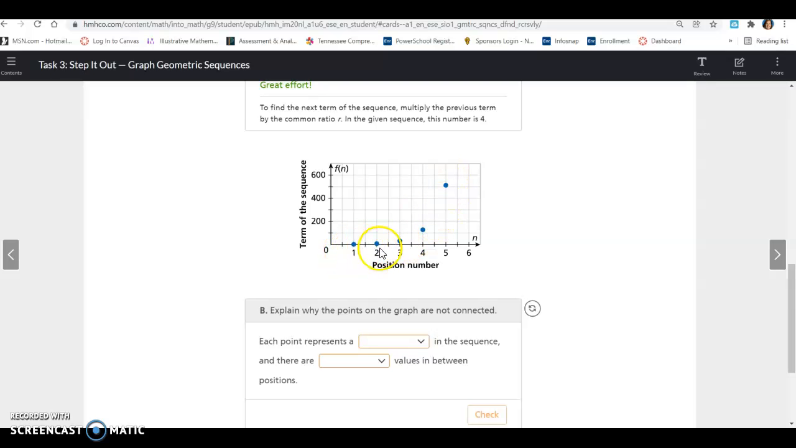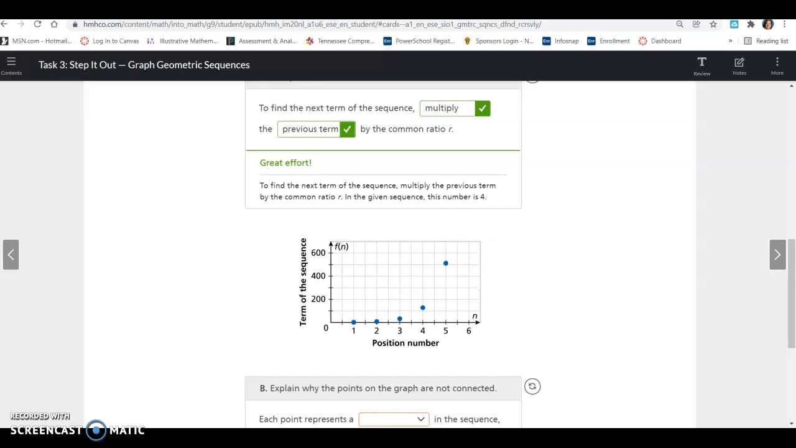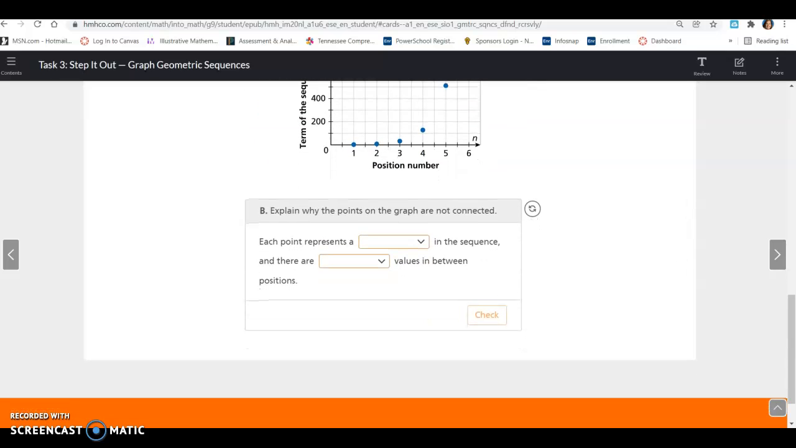So if you look at this, this looks like an exponential growth function, and it would be an exponential growth function because you're multiplying the previous term by 4, and 4 is greater than 1. So it is going to look similar to the last lessons that we looked at.